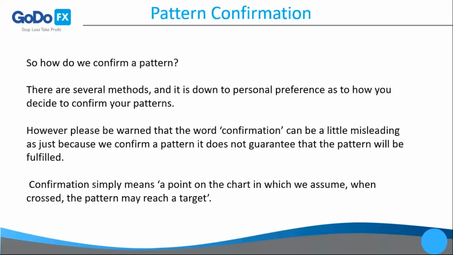So how do we confirm a pattern? There are several methods, and it is down to personal preference as to how you decide to confirm your patterns. However, please be warned that the word confirmation can be a little misleading, as just because we confirm a pattern, it does not guarantee that the pattern will be fulfilled. Confirmation simply means a point on the chart at which we assume that when crossed, the pattern may reach a target. We're just increasing our probability.